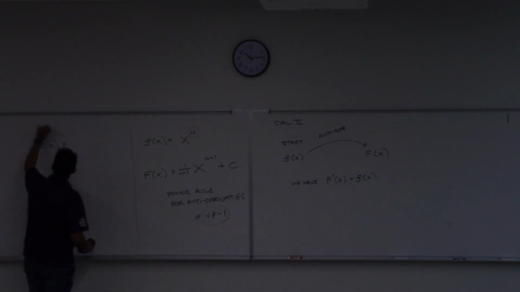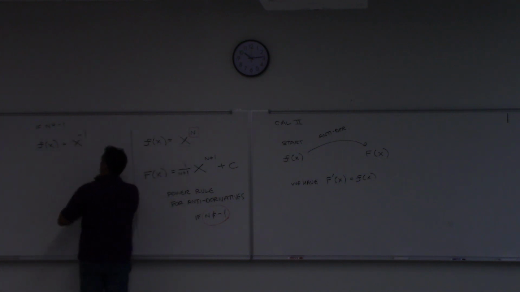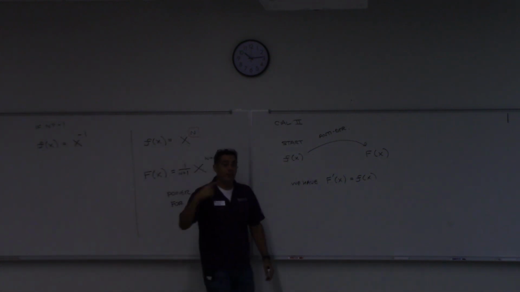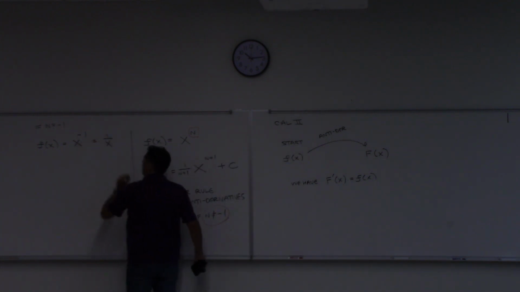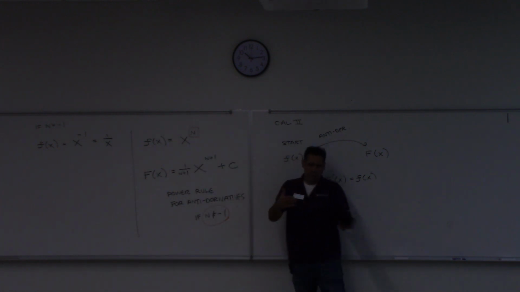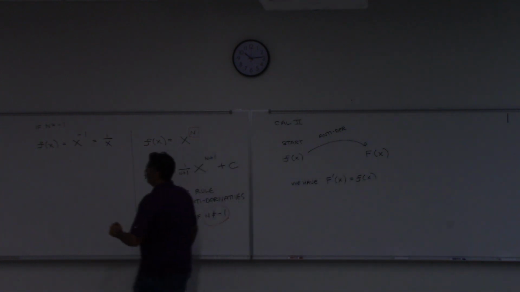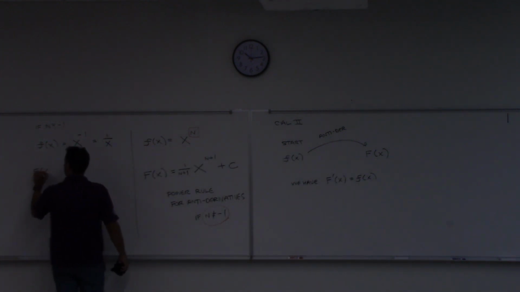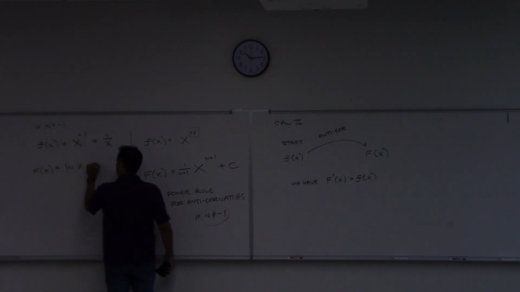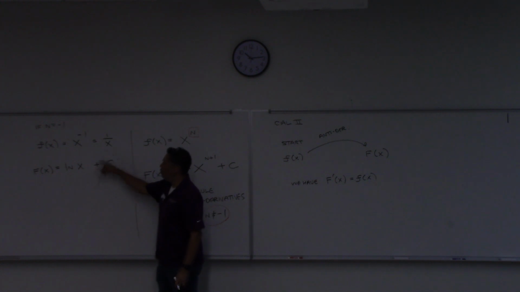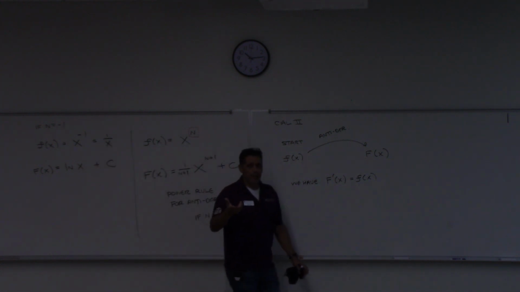If n is negative 1, then this becomes x to the negative 1 as our original function. And we need to recognize that function as being 1 over x, right? And then we ask ourselves from Cal 1, what do you take the derivative of to get that? The natural log, right? So you hopefully remember learning in Cal 1 that if you take the derivative of natural log of x, you get 1 over x. So the derivative of natural log of x is 1 over x. So that we just have to know.